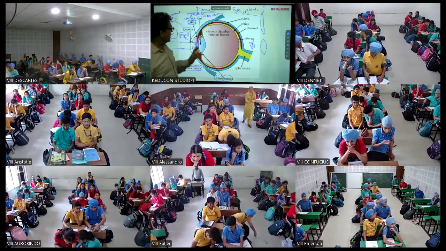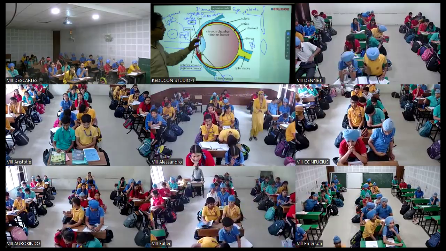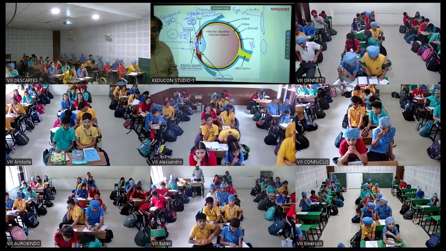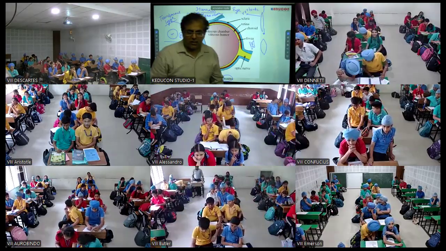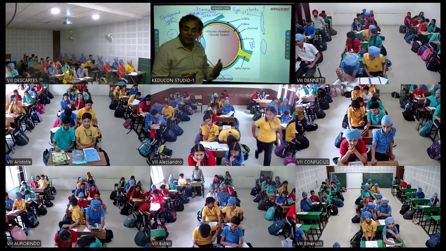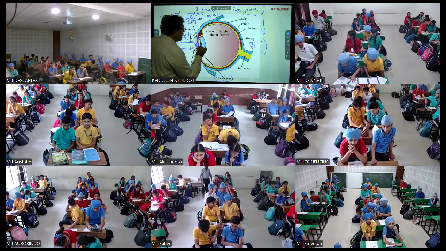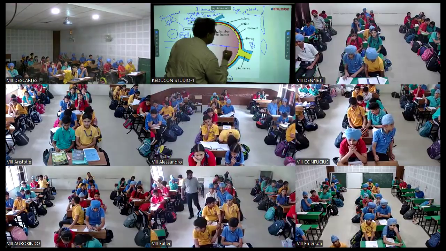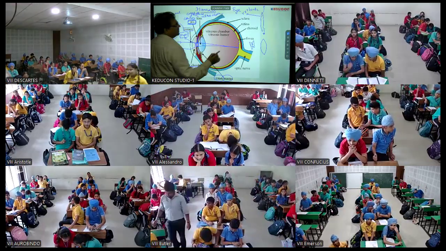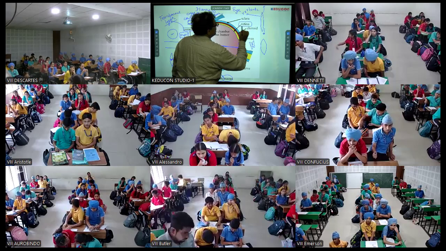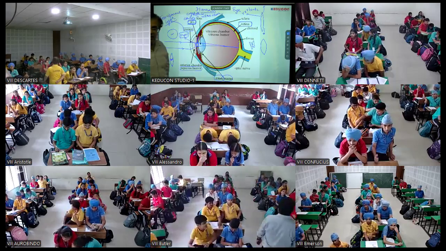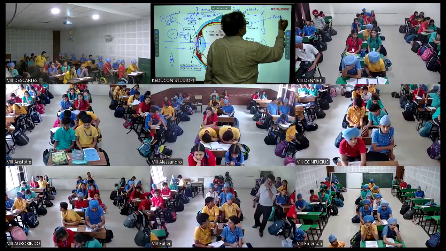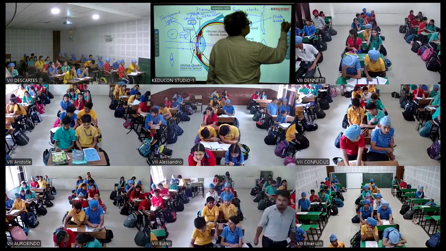So the iris controls the quantity of light entering the eye lens. It serves the purpose of a shutter, like the shutter of a camera. This eye lens now focuses the rays of light on a particular screen. That screen is known as the retina. Retina has photosensitive cells.